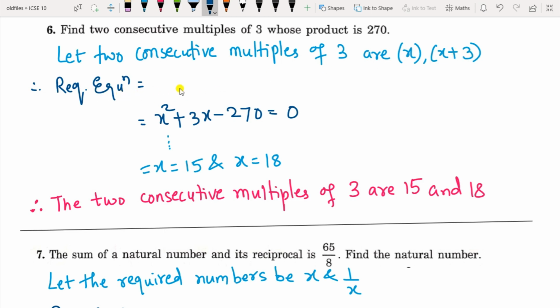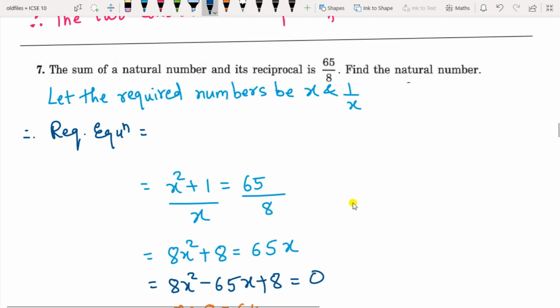Therefore, the required equation will be x times x plus 3 equal to 270. That is, the product is 270. So the product of these two multiples is 270. So solve it, and this is your quadratic equation. You get the values of x as 15 and 18. So 15 and 18 are the two consecutive multiples of 3 whose product is 270.